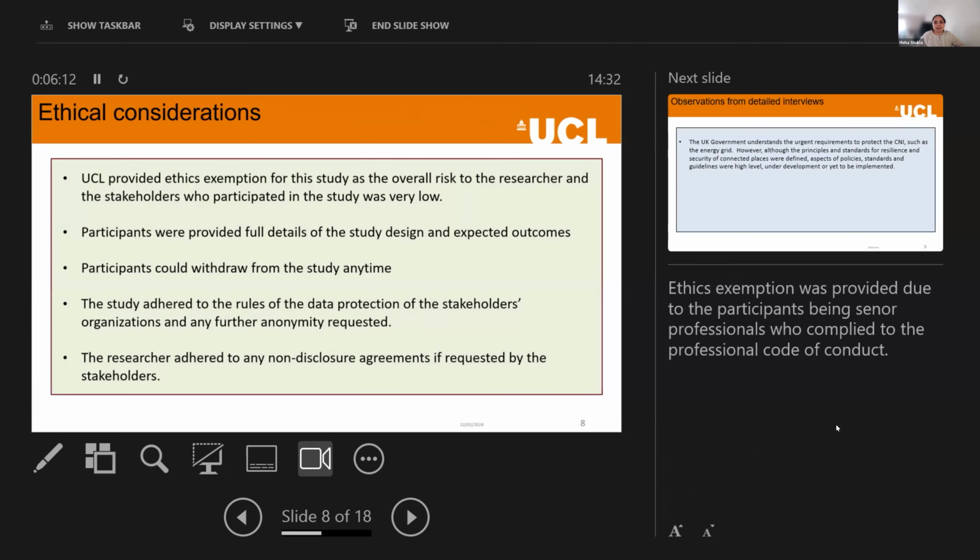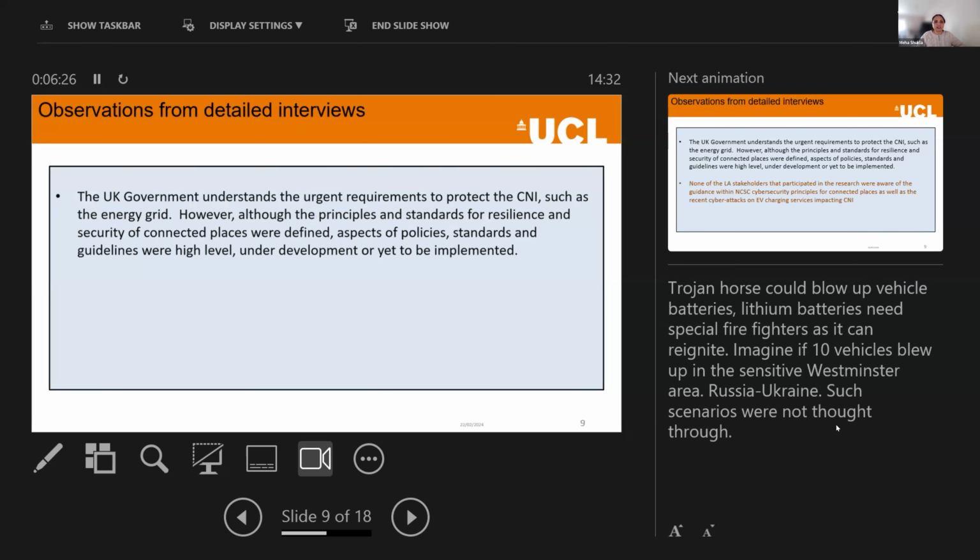Now, the ethical considerations were a no-brainer because the participants of the research were senior people from reputed organizations, and they followed the professional code of conduct. So there was basically an ethical exemption for the research. Once the data was gathered, the initial insight was that the government understands the urgent requirement. However, there was some lag in the policies and standards. A lot of things are still under development.